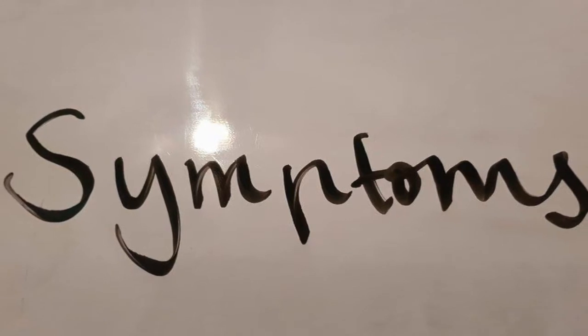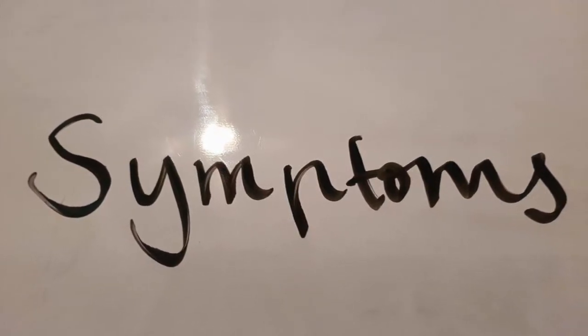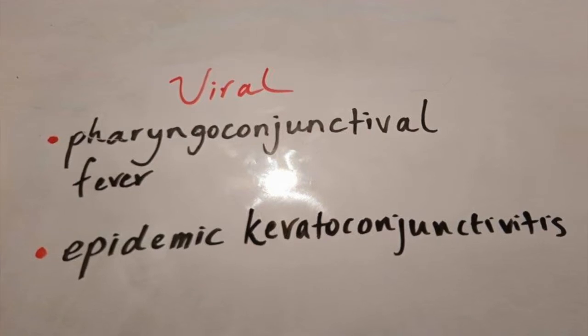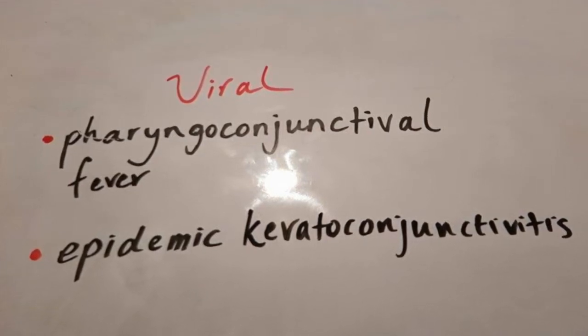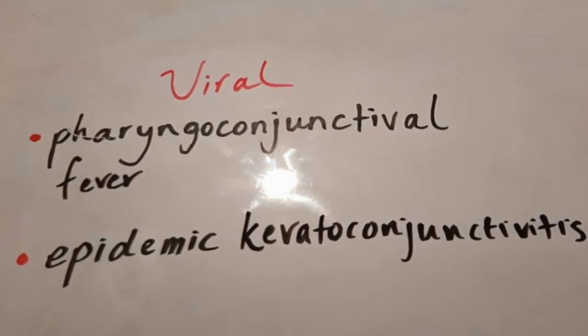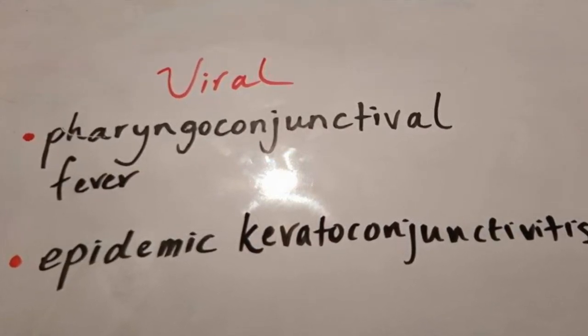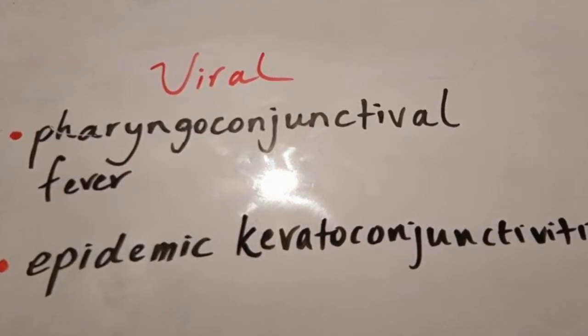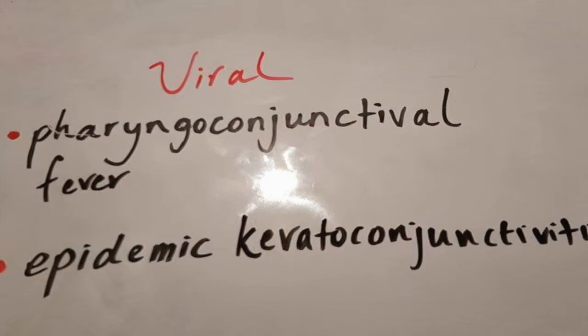The symptoms of conjunctivitis vary depending on the type. There are two main forms of viral conjunctivitis, those being pharyngoconjunctival fever and epidemic keratoconjunctivitis. Pharyngoconjunctival fever is characterized by the abrupt onset of a high fever, pharyngitis, bilateral conjunctivitis, and enlarged lymph nodes.